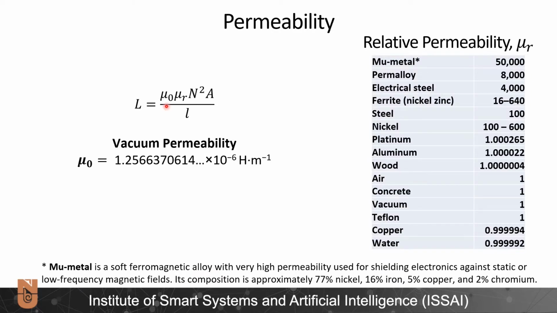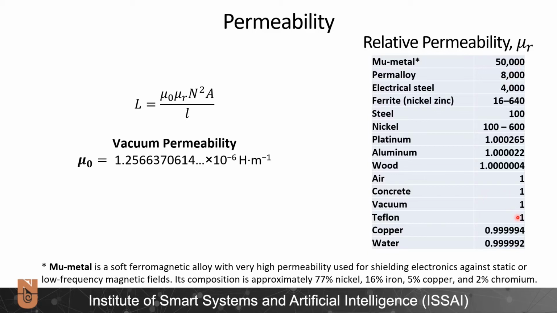Magnetic permeability actually consists of two terms, as it was the case with the dielectric permittivity. And we have firstly the term vacuum permeability, mu0, which is equal to 1.25 times 10 to the minus 6 henries per meter. And secondly, we have the relative permeability, mu-r, which changes for different materials.